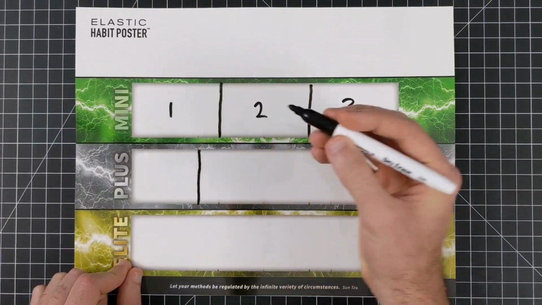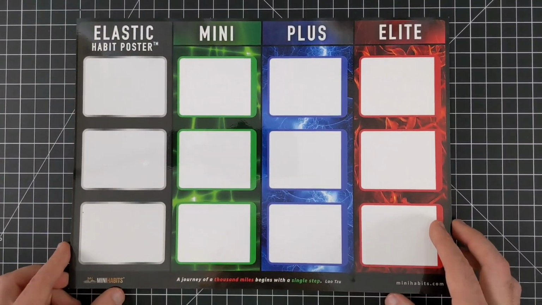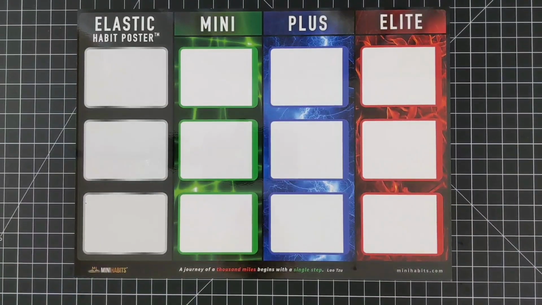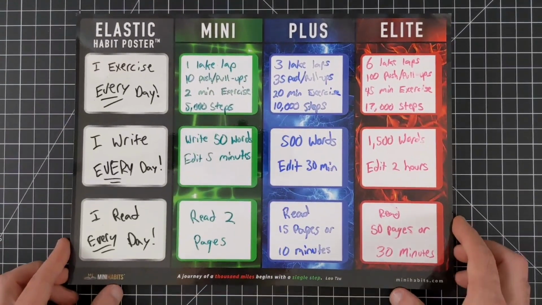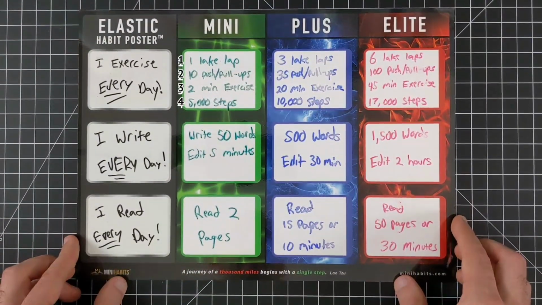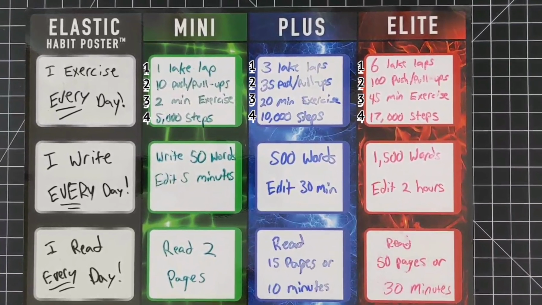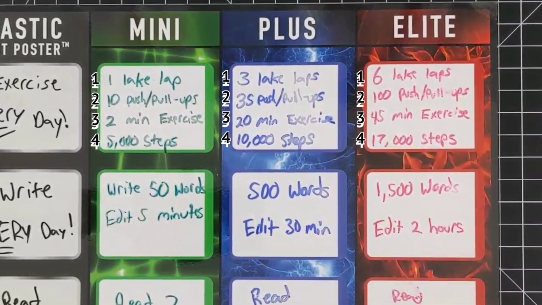Well, in the original Elastic Habit poster, you had a single box for each level and would write your options one by one going across. The design and the book encouraged you to create an equal number of options for each level. But to truly fit someone's lifestyle, I've realized an elastic habit needs to be completely customizable.